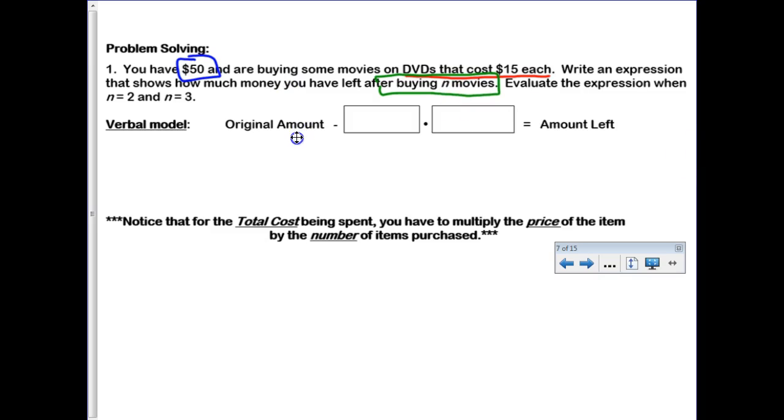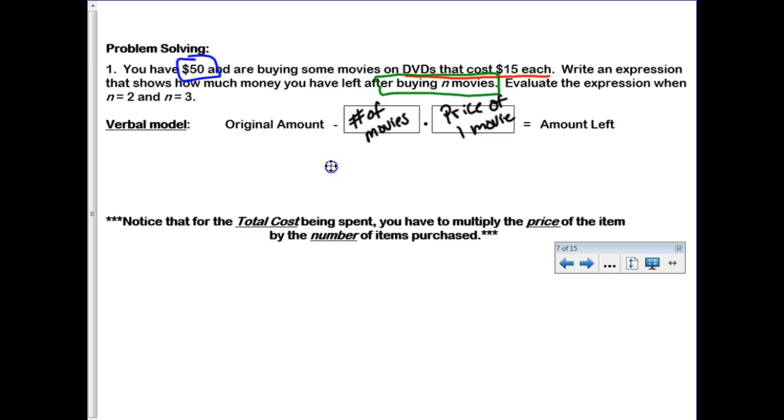So I already started the verbal model for you. You're going to start with your original amount of money, but then you're going to spend money. So you're going to take away the number of DVDs, movies if you want to say it that way, but multiplied by the price of one movie. So depending on how many we buy, that'll be how much money we've spent, and thus the answer would be how much money we have left.